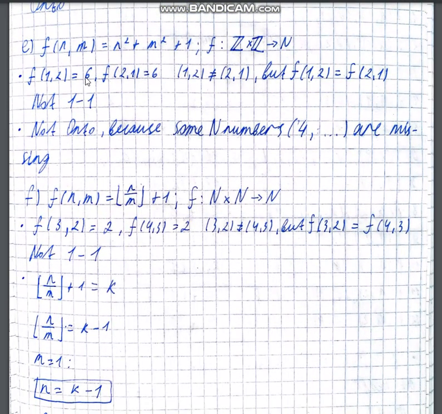Part E, it is also not one-to-one. I gave a counterexample here. And it is not onto because some natural numbers like 4 and other numbers are missing. So they are not in the range of this function.